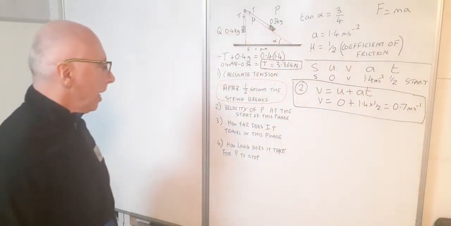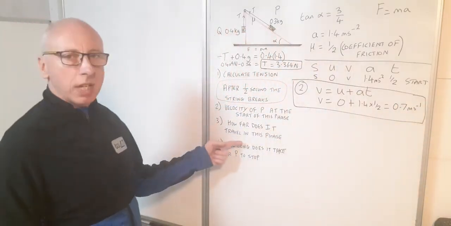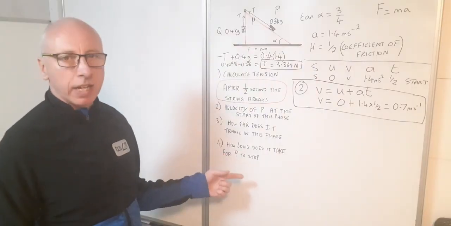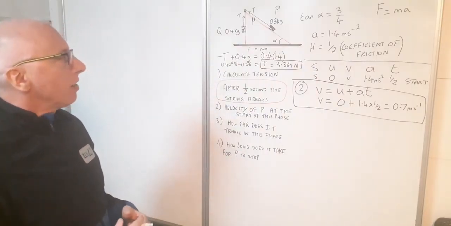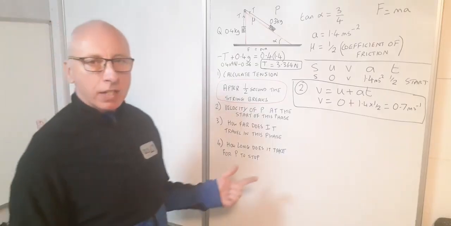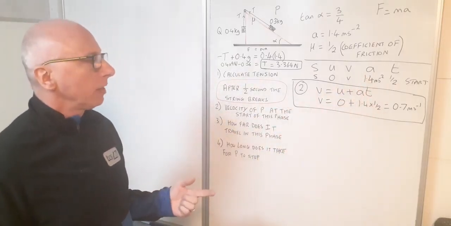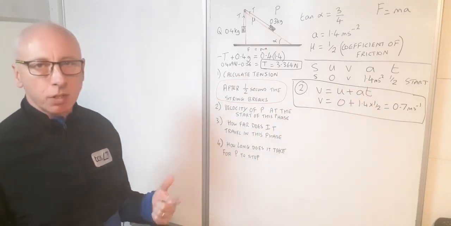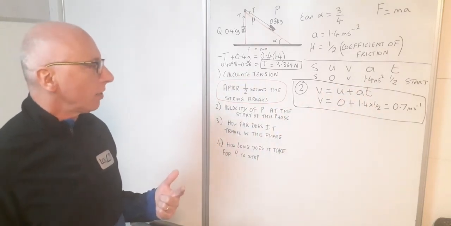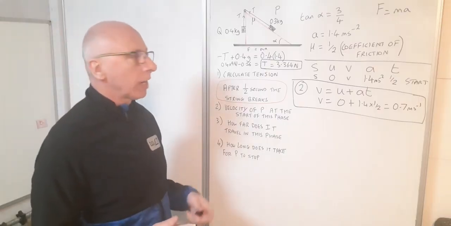Okay, now we need to work out how far it travels in this phase and how long it takes to stop. So now as the string breaks, we're going to get a new acceleration. The acceleration here will no longer be valid because the situation is going to change. So we need to calculate the new acceleration, and to do that, we're going to need to work out what that is.